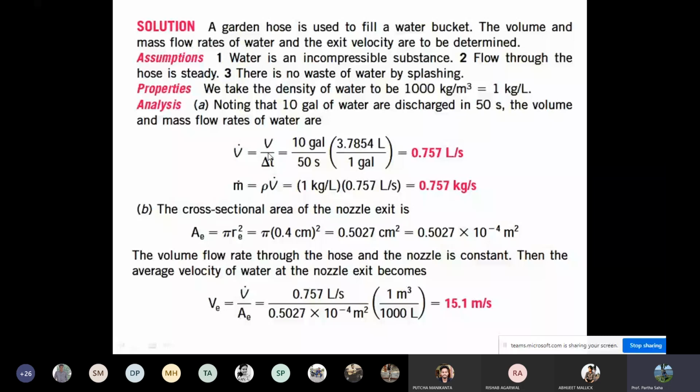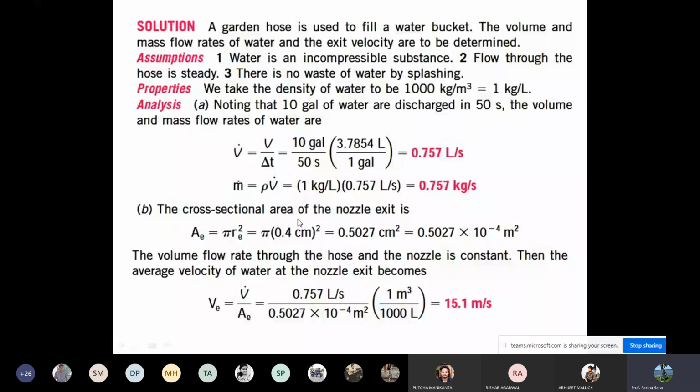That is the volumetric flow rate, V by delta t. 10 gallons is 37.854 liters, because 1 gallon is 3.7854 liters. If you divide by 50 seconds, the volumetric flow rate is 0.757 liter per second. The mass flow rate is the density multiplied by the volumetric flow rate. We consider the density 1 kg per liter, so the liter cancels and it becomes 0.757 kg per second.